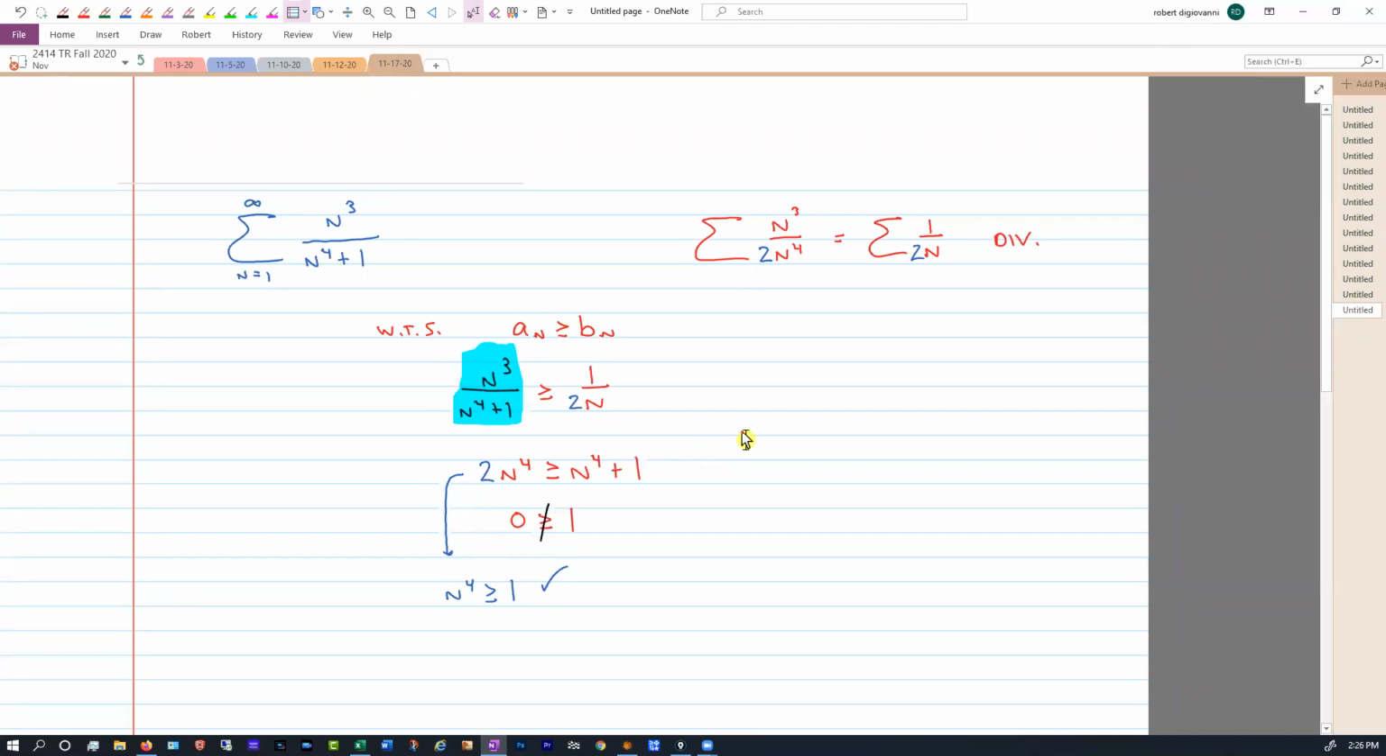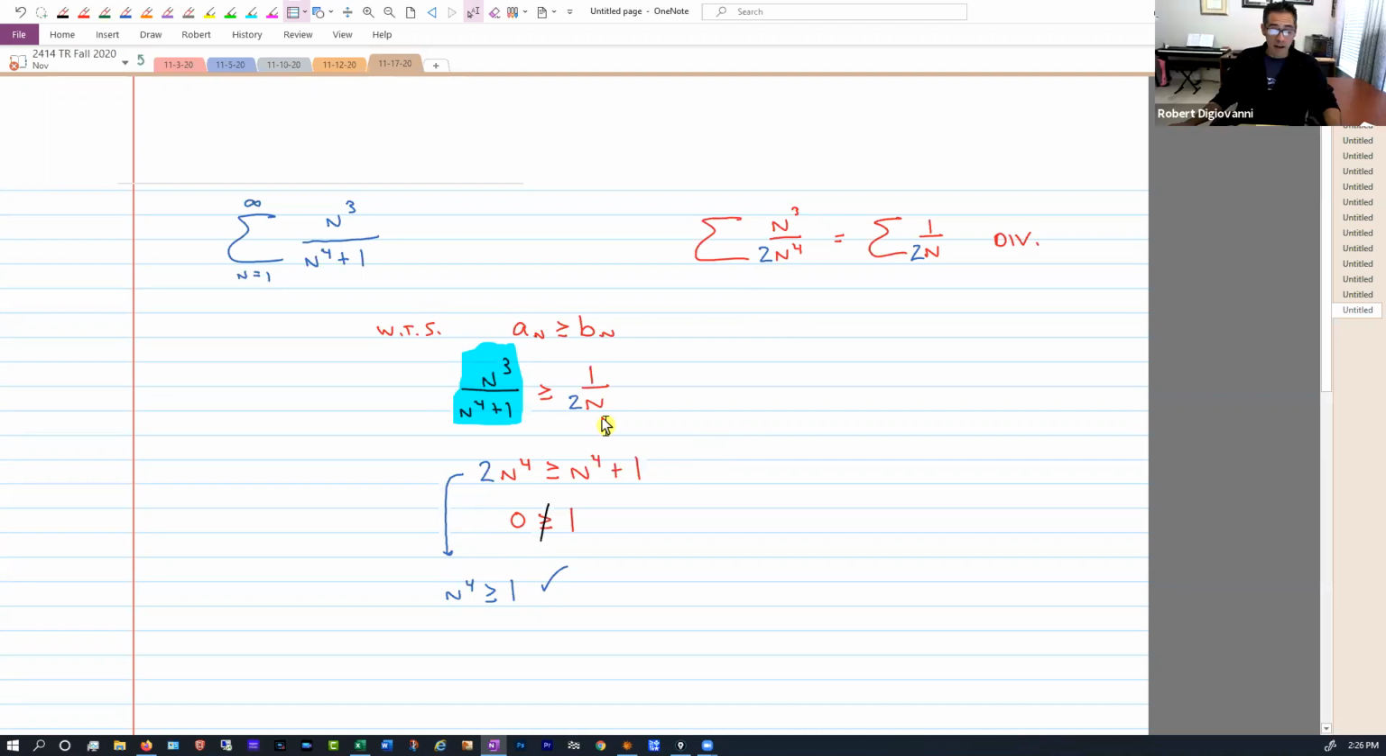So if it wasn't a 2, if it was like an n squared, just saying hypothetically, wouldn't it change the whole sequence? Yeah, great question.